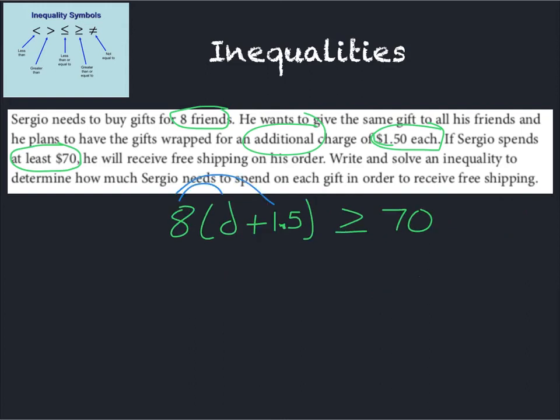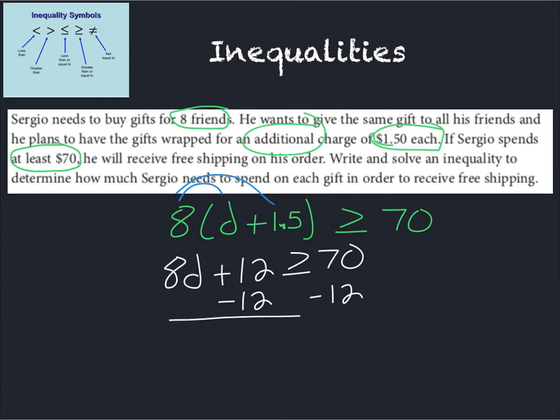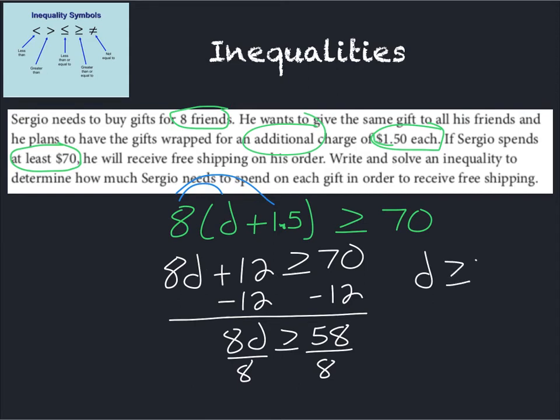So we distribute the 8, and we would get 8D plus 8 times 1.5, which is 12, is greater than or equal to 70. Okay, what would we do next? Well, just like if this was a regular equation, we would subtract 12 from each side. We'd be left with 8d is greater than or equal to 58, and then we would divide by 8, and that would leave us with our answer, which is d is greater than or equal to 7.25.